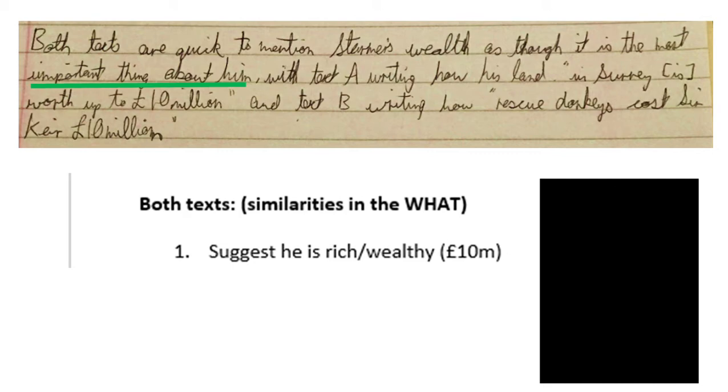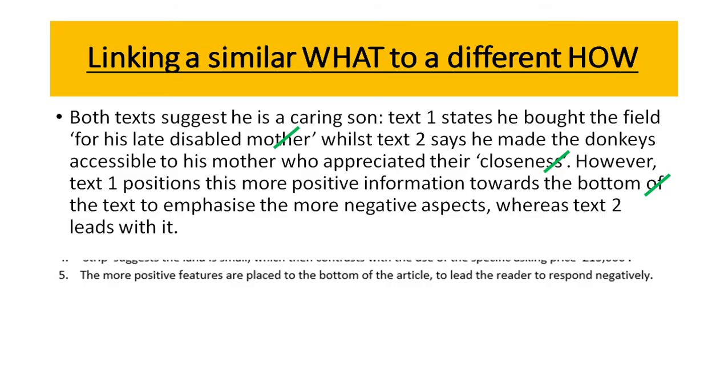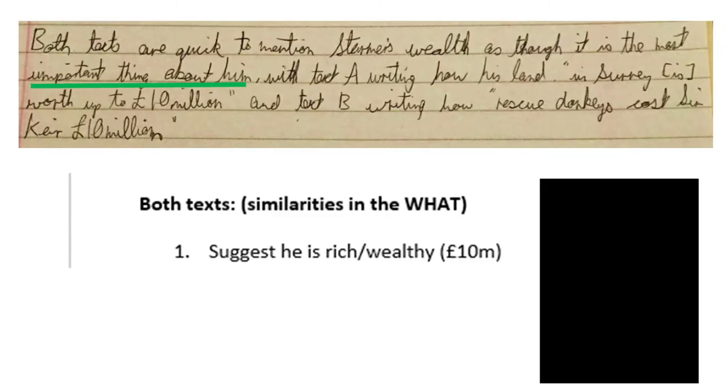So this person wrote, both texts are quick to mention Starmer's wealth, which is good because we're looking for that in the both text points. We're looking for both suggest he is rich or wealthy, as though it is the most important thing about him, with text A writing how his land, sorry, my bar's over that bit of the quotation, is worth up to 10 million, and text B writing how rescue donkeys cost him 10 million. So this is good because we've got two quotations, one from each text. The texts are very clearly labelled, although I think it was text 1 and 2, so just make sure you use the same wording as the exam paper.